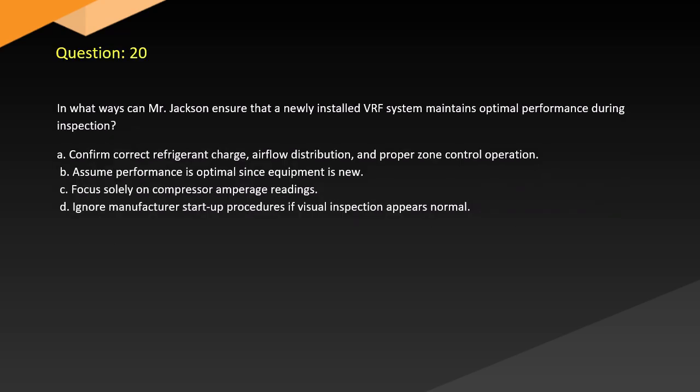Question 20. In what ways can Mr. Jackson ensure that a newly installed VRF system maintains optimal performance during inspection? A. Confirm correct refrigerant charge, airflow distribution, and proper zone control operation. B. Assume performance is optimal since equipment is new. C. Focus solely on compressor amperage readings. D. Ignore manufacturer startup procedures if visual inspection appears normal.